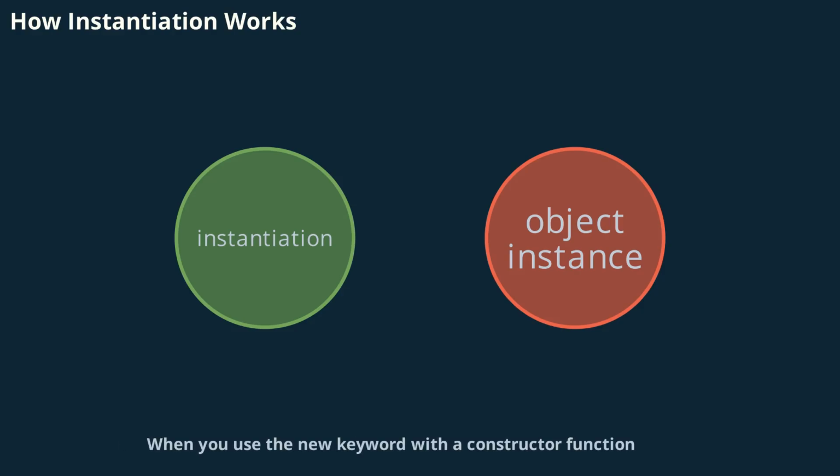When you use the new keyword with a constructor function, JavaScript does a few things behind the scenes. It creates a new empty object, sets the prototype, binds this, and returns the object. This process is automatic, so you don't have to manually return the object or set up inheritance. It's a powerful way to create many similar objects efficiently.